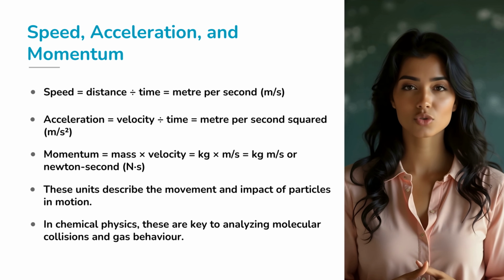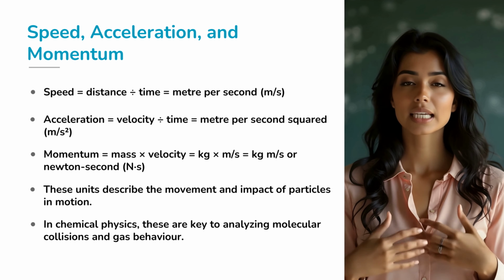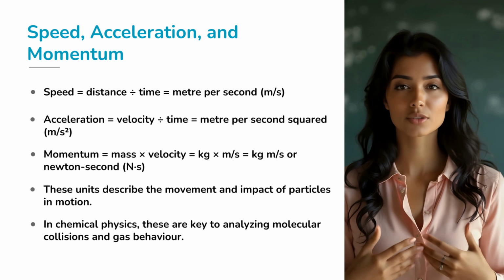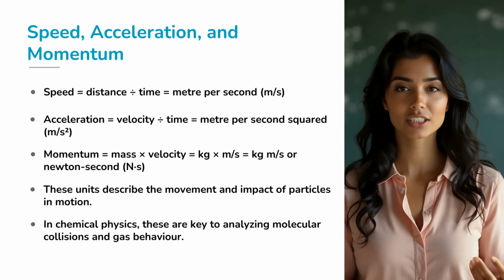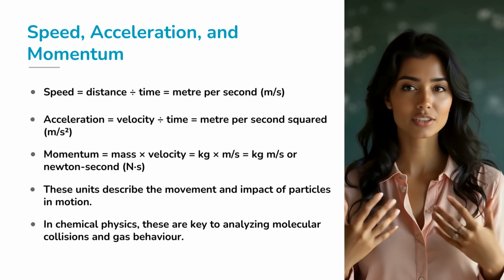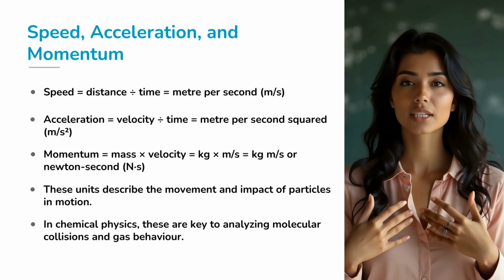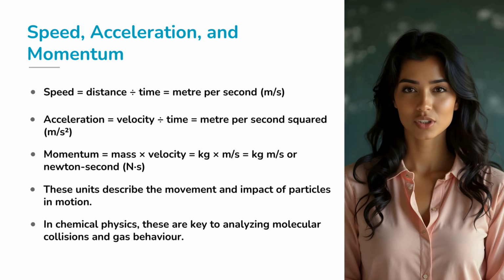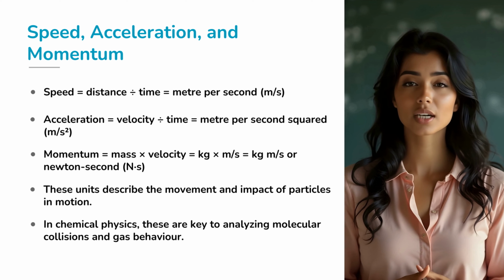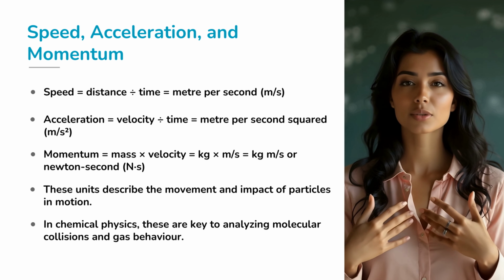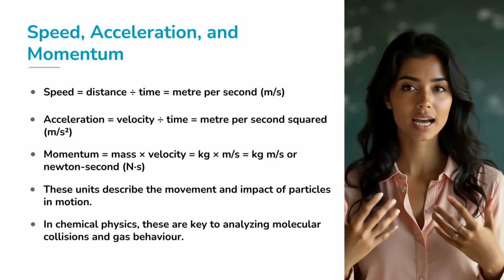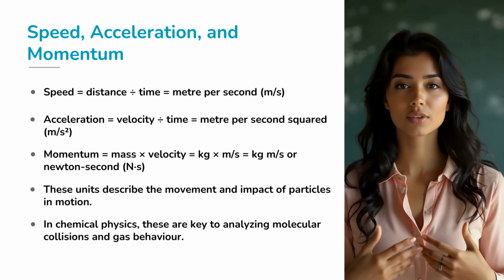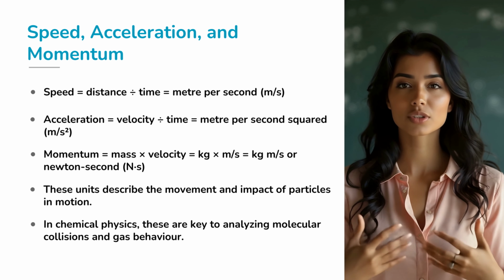Motion plays a crucial role in chemical systems, especially in kinetic theory and gas dynamics. Let's talk about speed first. It's defined as distance divided by time, which gives us the unit meter per second, abbreviated as m/s. Then comes acceleration, which is the rate of change of velocity with time. Its unit becomes meter per second squared, written as m/s². Both of these help describe how fast or how quickly a particle moves.